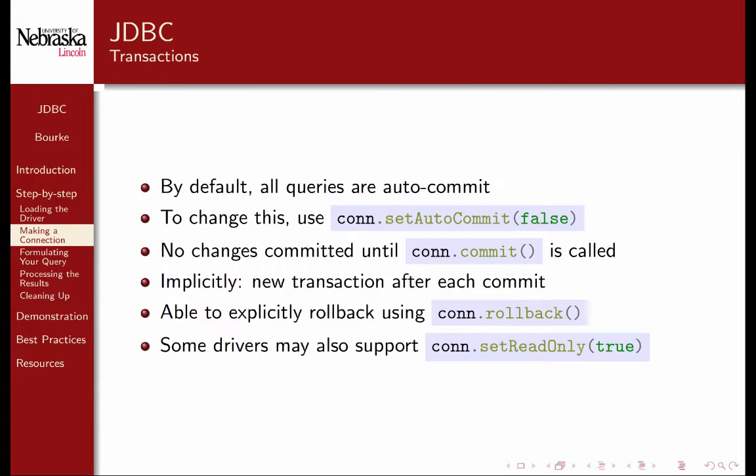By default, all connections are auto-commit. That is, every query you submit to the database through the connection object will automatically be committed once it's submitted. You can change this default using the setAutoCommit method, which takes a boolean. If you shut off autocommit, you will need to manually commit queries to the database using the commit method. This allows you to implicitly handle transactions to the database. After each manual commit, a new transaction is implicitly started. You can also roll back transactions using the rollback method. Some drivers support read-only transactions, which you can set using the setReadOnly method.